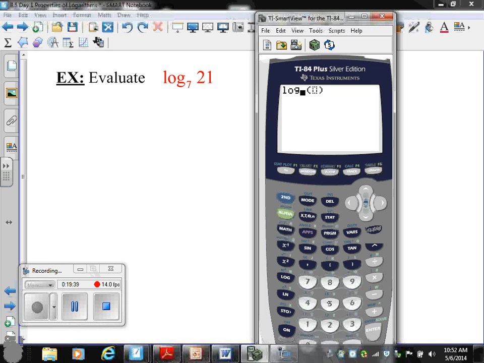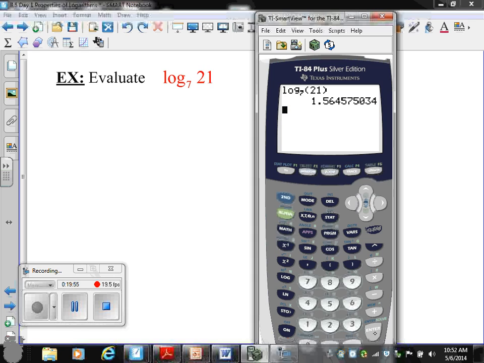I hit 21. I hit enter, and it tells me the exponent, where 7 to the 1.56 is going to be 21. Okay, excellent. I'm done with this problem here. 0.56. I'll put another decimal on there.